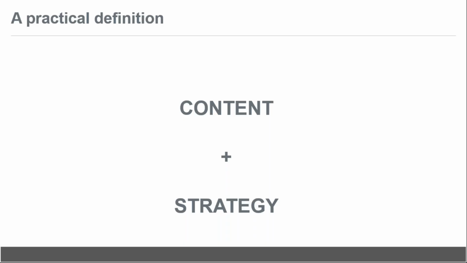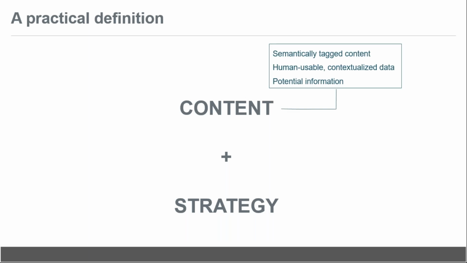So what is content strategy? Well, there are two parts to this. There's content and there's strategy. So content is human usable contextualized data. It's also semantically tagged copy. I should probably say copy instead of content, but I don't think that copy becomes content until it has the metadata on it. And content is also potential information. So content itself may not tell you a lot, but when you combine two pieces of content, you get exponential amounts of meaning out of it.